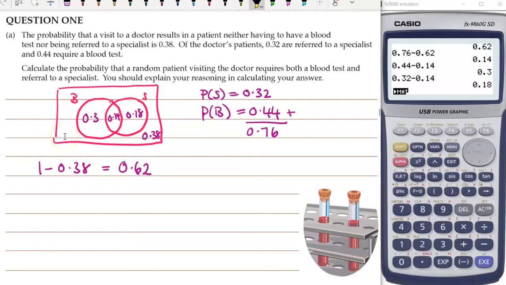Okay, now back to the question, what are we being asked to work out? That a random patient requires both a blood test and a referral to the specialist. So the probability of B and S is equal to 0.14, that piece in the middle.